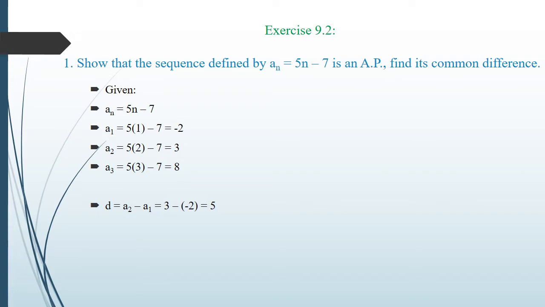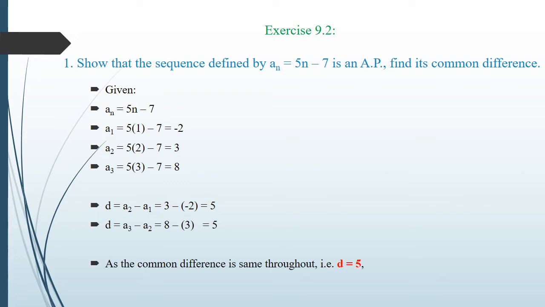Let us find one more d using the a2 and a3 terms, that is a3 minus a2. a3 is 8 and a2 is 3. 8 minus 3 is also going to give me the answer as 5. Since both the common differences are matching, which are calculated considering different consecutive numbers of the same sequence, we can conclude that this sequence is going to form an arithmetic progression whose common difference is d is equal to 5.